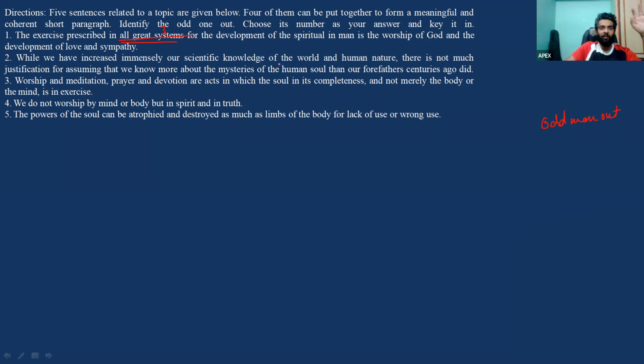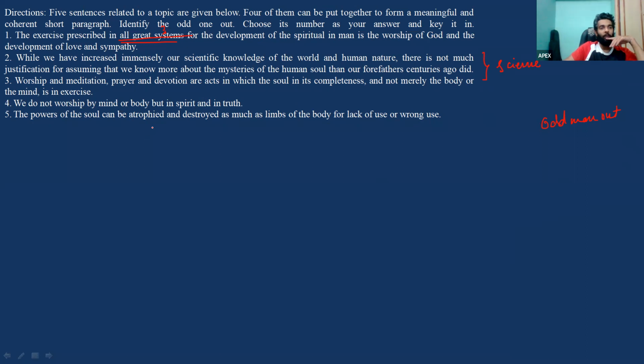While we have increased immensely our scientific knowledge in the world of human nature, there's not much justification for assuming that we know more about the mysteries of the human soul than our forefathers. So, although science has developed and everything, we cannot tell that we know more than our forefathers. Okay. Worship and meditation, prayer and devotion are acts in which the soul is in its completeness and not merely in the body. And we do not practice worship by mind or body, but in spirit and in truth. Okay, okay. These are all kind of interrelated except for this one. So this is the only one that spoke about science so far, if you're looking at it.